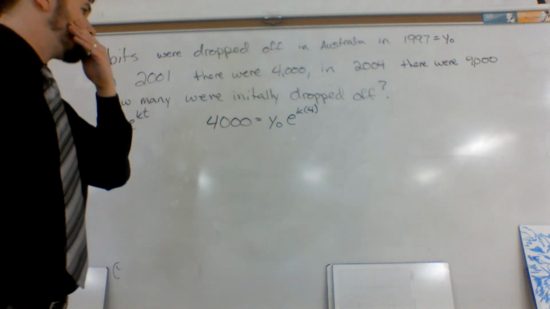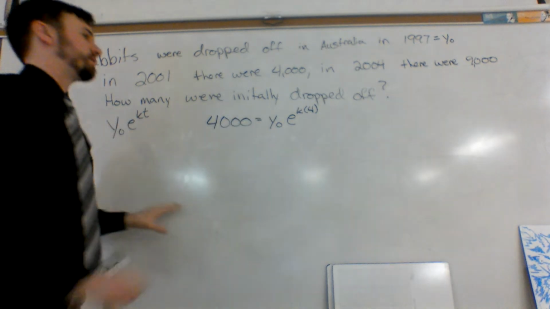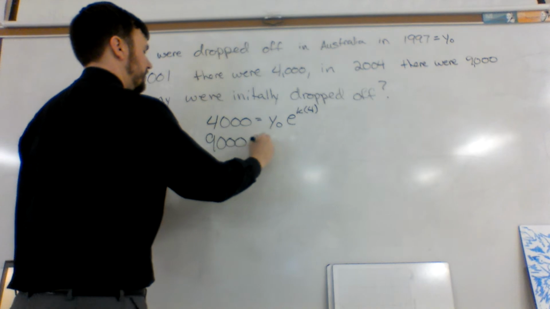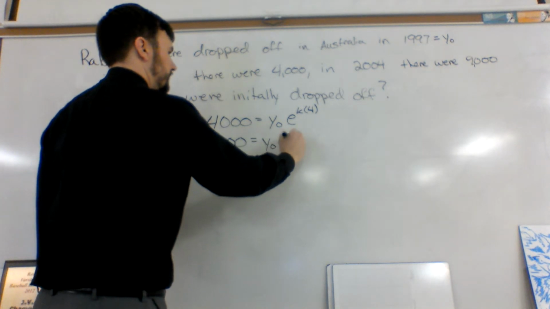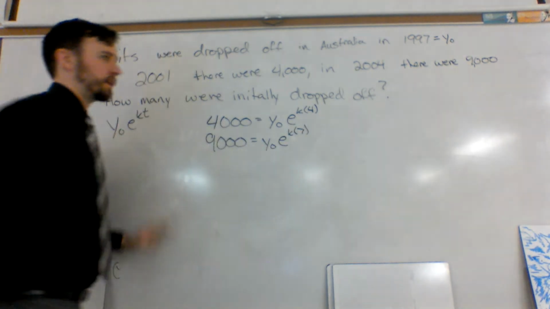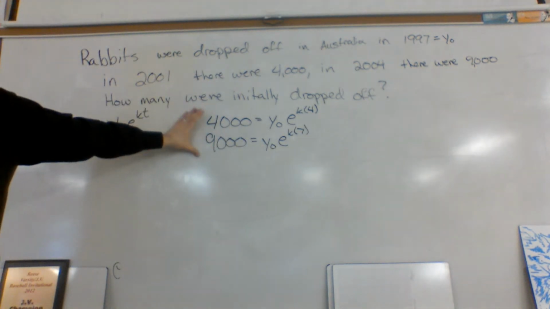Where did 2004 come from? We need 2 equations to solve it. So the next equation is we're going to set 9,000, but this is going to be 7 years, because that's 7 years after 1997. So we have 2 equations now.